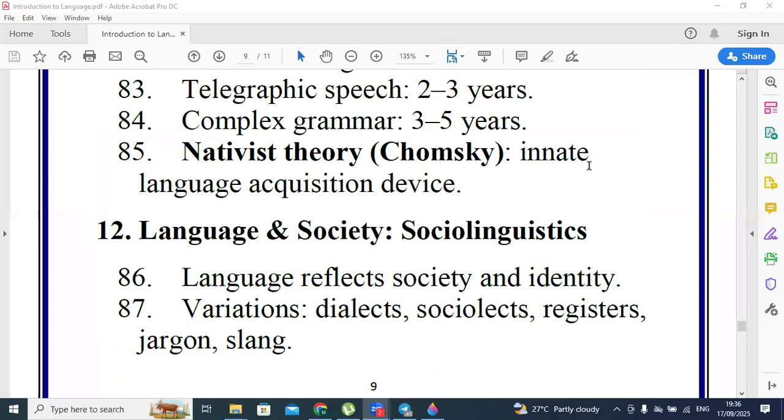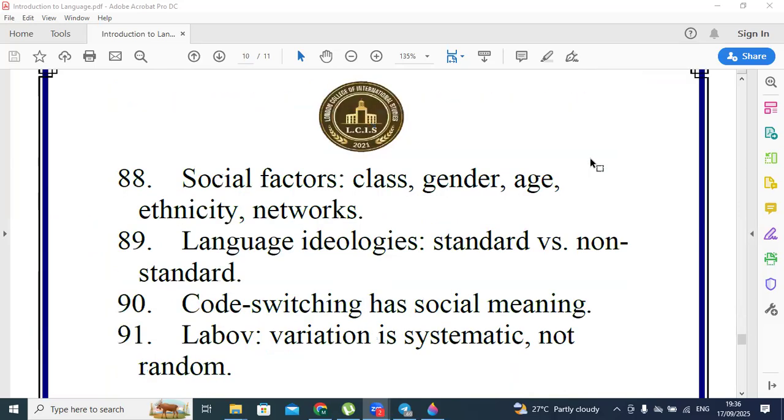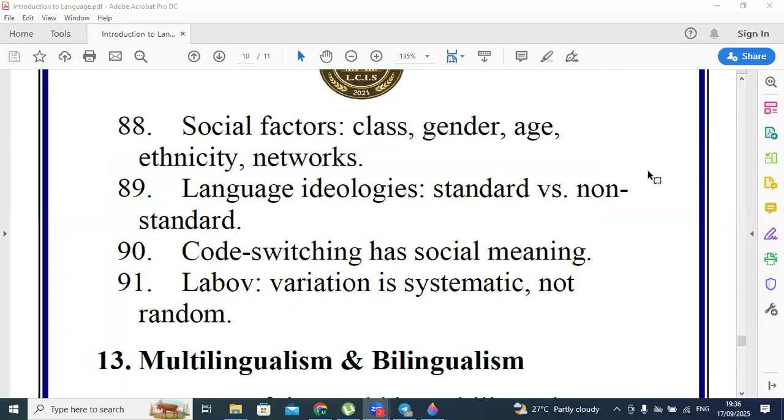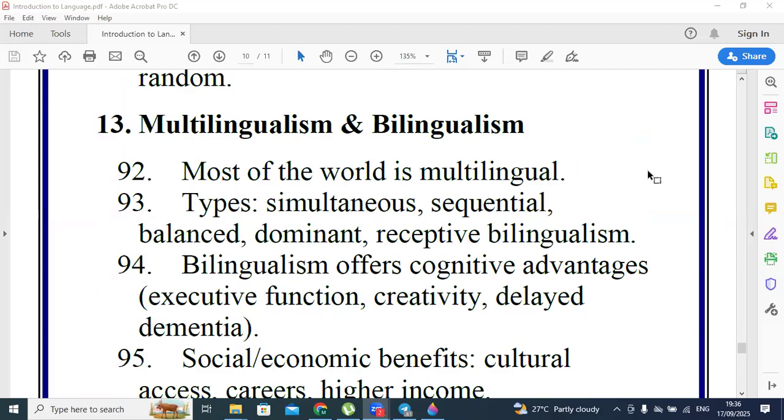Language and society, sociolinguistics. Language reflects society and identity. Variations: dialects, sociolects, registers, jargon, slang. Social factors: class, gender, age, ethnicity, and networks. Language ideologies: standard versus non-standard. Code switching has social meaning. Variation is systematic, not random.